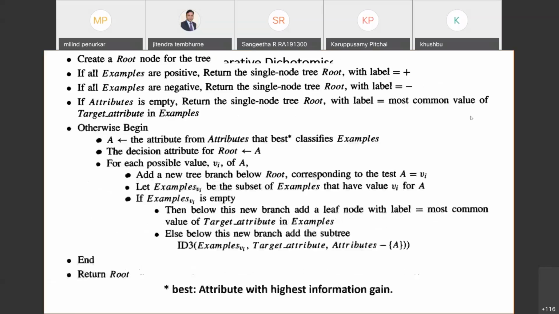So let's see what the algorithm is. I have taken this algorithm from the book itself. Now create a root node for the tree. If all examples are positive, then return the single node tree root with label equal to plus. So for example, if my training instances are such that all of them are saying play tennis equal to yes, then you simply return the single node tree root with label equal to plus. And if all examples are negative, then return the single node tree root with label equal to minus. So if all of them are saying play tennis equal to no, then I would simply say minus.